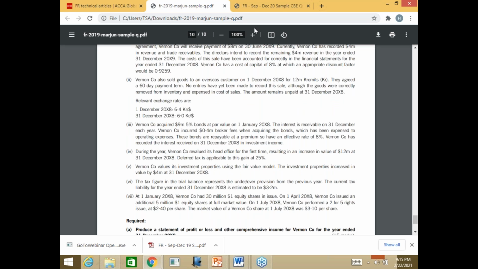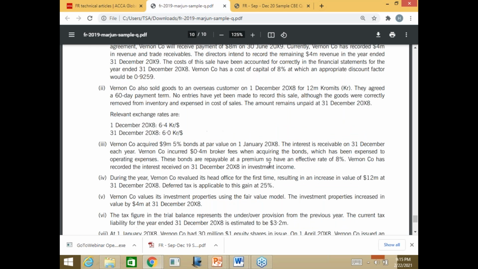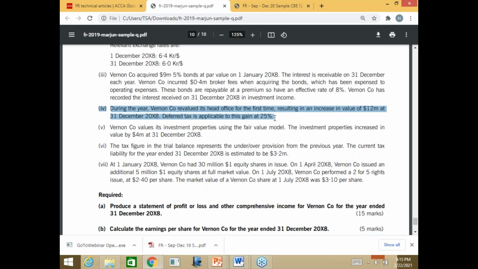This is one of the adjustments from a past paper. Please read this paragraph and make the relevant accounting entries.